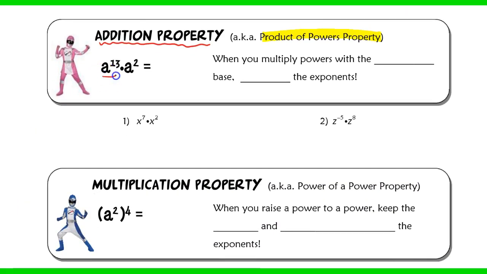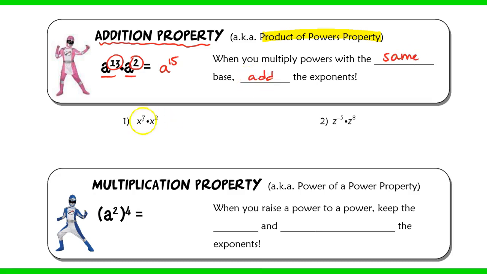We have a to the 13th times a to the second power. What we can do is keep the base. So I'm going to rewrite a. So I keep that base, and then I just add the exponents together. 13 plus 2 gives me 15. So when you multiply powers with the same base, all you have to do is add your exponents.